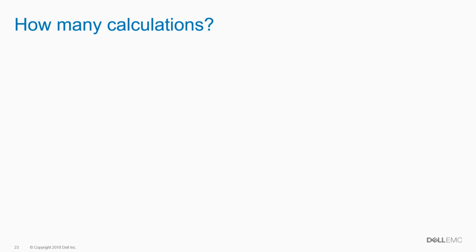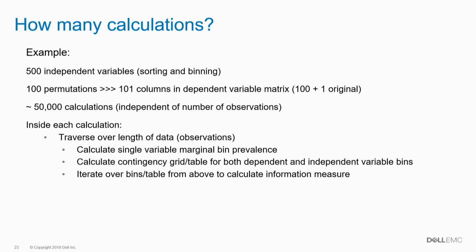How many calculations? I wanted to throw this out because I thought it was kind of fun. Let's say we have 500 independent variables. The sorting and binning can be parallelized. Then we have our 100 permutations, so just the information measures alone are right around 50,000 calculations. And then inside each calculation, what are we doing? I summarize that as getting our marginal bin prevalence, our contingency table values, and then iterating over each of those in order to calculate the information measure.